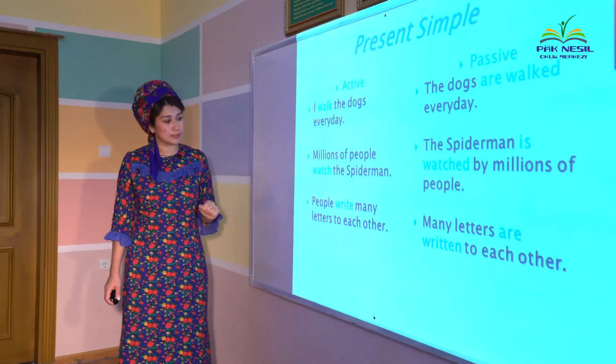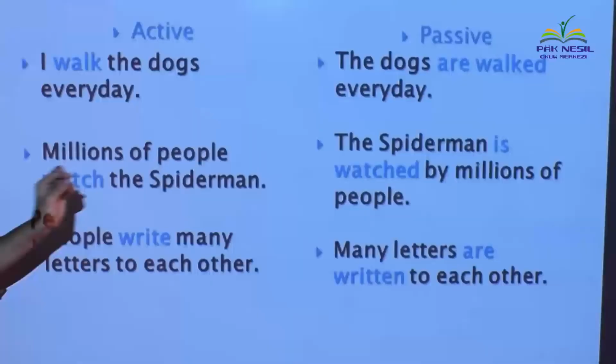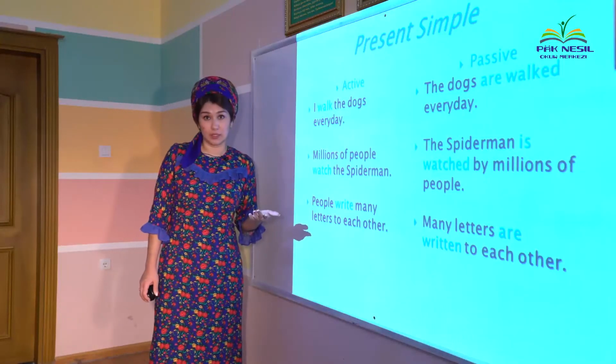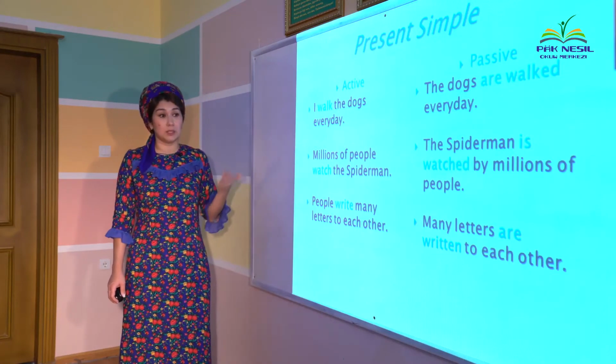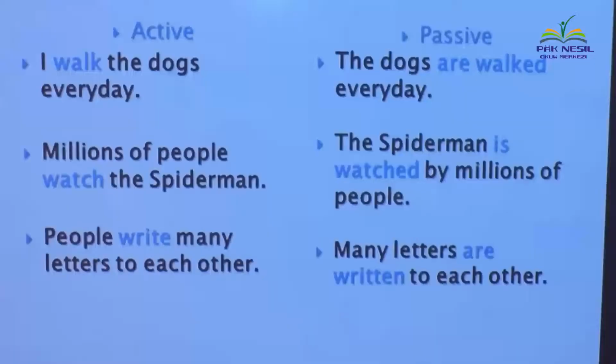And the third sentence, people write many letters to each other. Many letters, that is the object in this sentence, right? Moves to the first place, remember that? Many letters are written to each other. Who writes them? We don't know, or we don't want to know it, yes, if it's unimportant. But if you want to indicate it, again, you can say by people at the end, okay? So this will sound like many letters are written to each other by the people.